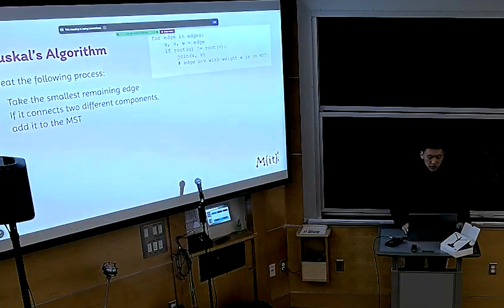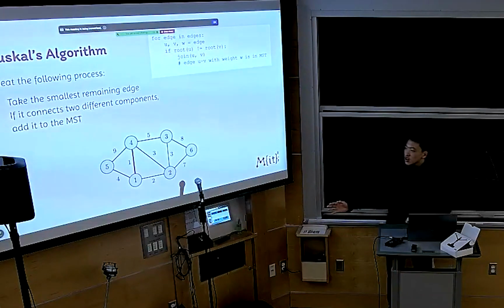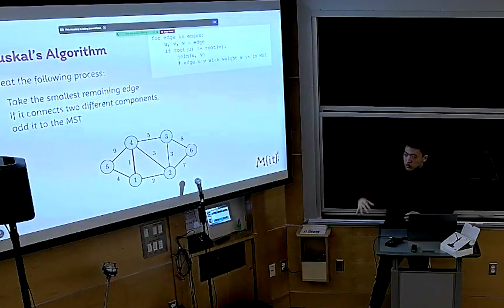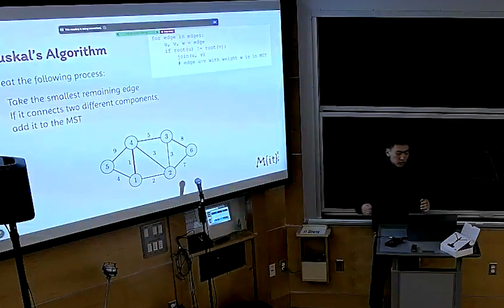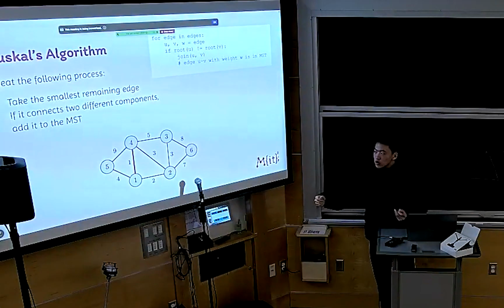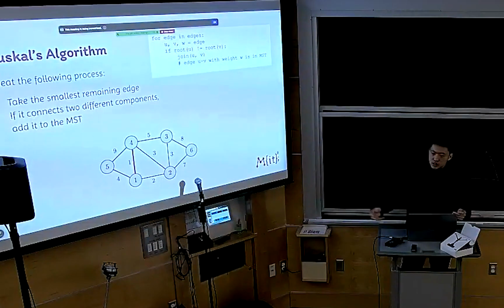So what this might end up looking like is, for example, you have a graph, which is the same graph as on the last slide. If we take the smallest edge, which is the edge from 1 to 4, well, since everything originally is in different teams, 1 to 4 would connect two things in different teams, and so we take it.